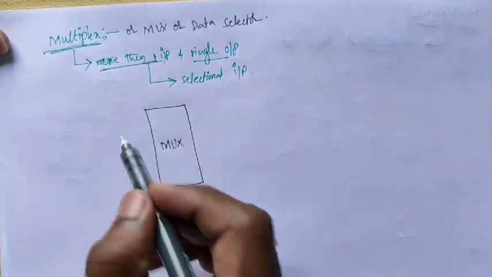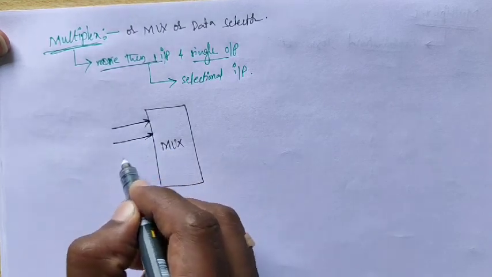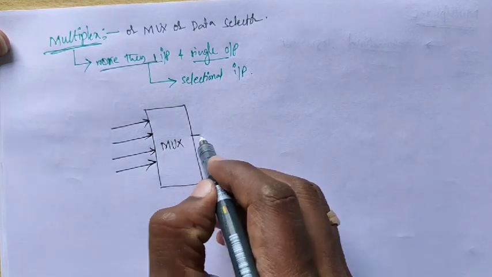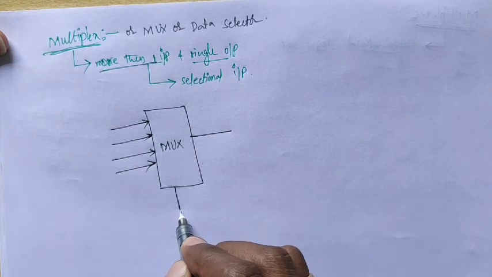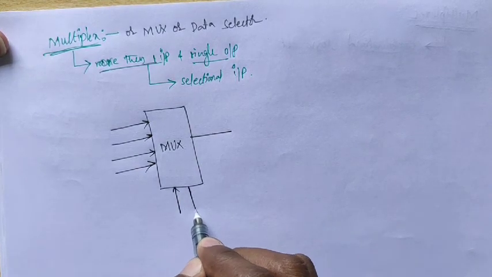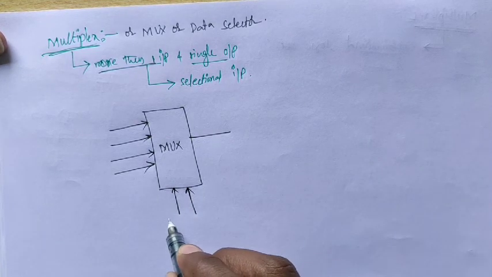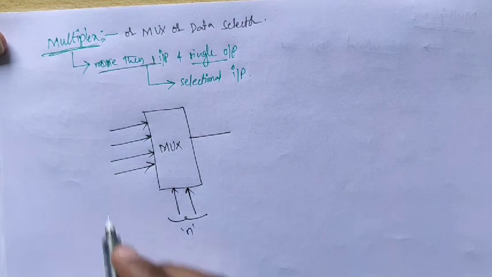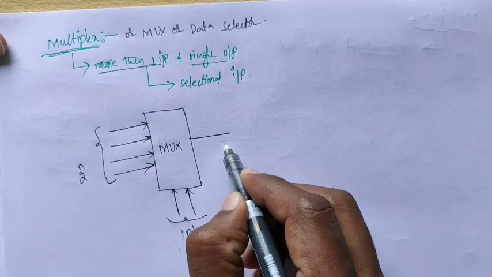So it is a combinational logic circuit that consists of more than one input. Let us consider 4 inputs, or now we'll see how many inputs. Single output, and these inputs are selected by the selection inputs. So how do we define how many selection lines and how many input lines? Let the selection inputs be n, and the direct inputs be 2 to the power of n, and the output is single.